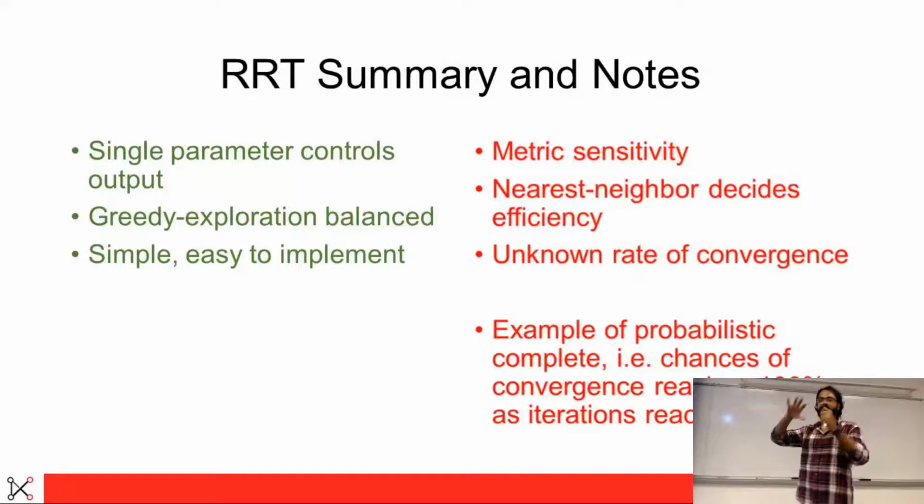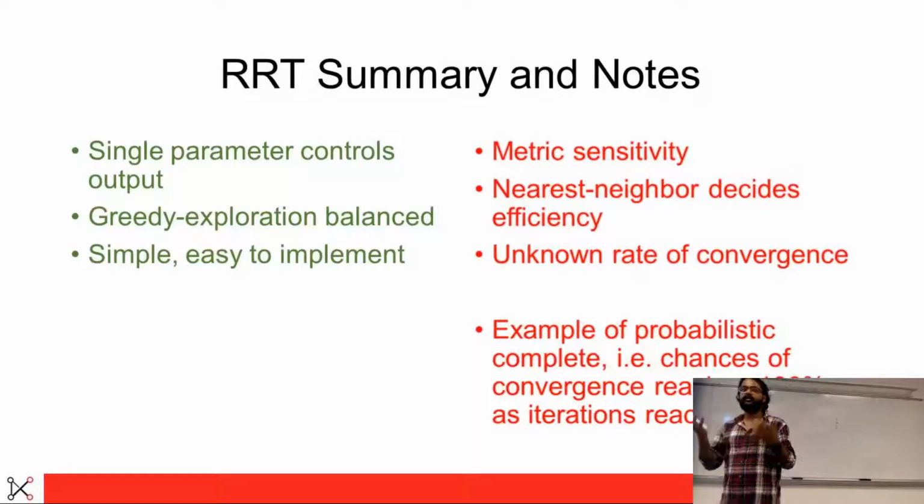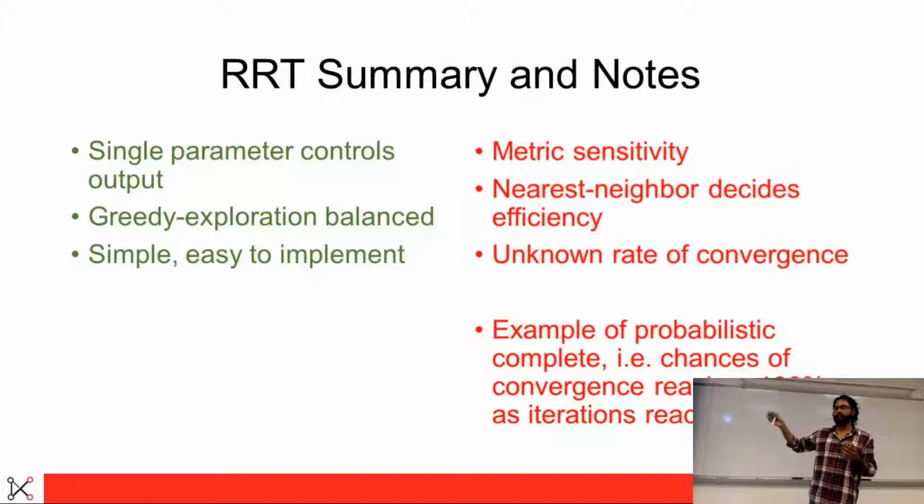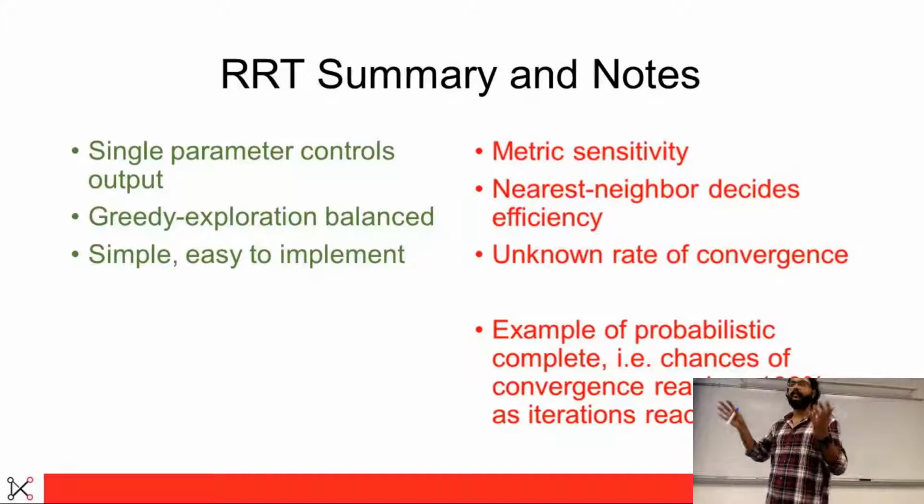Okay. So quick summary on RRT is that basically you have one parameter that essentially controls the overall output, right? You have a good balance between greedy search, which is your random walk and the naive choice, and you have an exploratory component to this, which is basically a Voronoi biasing, and it's super simple to implement. And I urge you guys to try it once, to see if you can do a quick RRT.